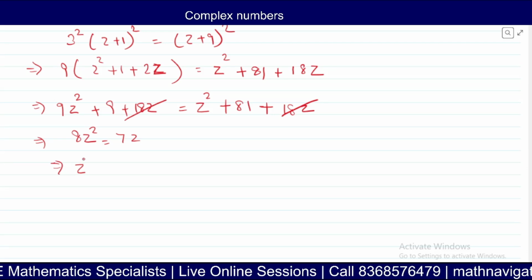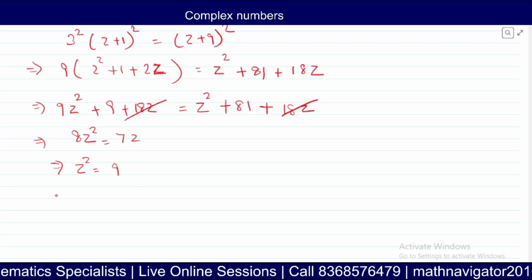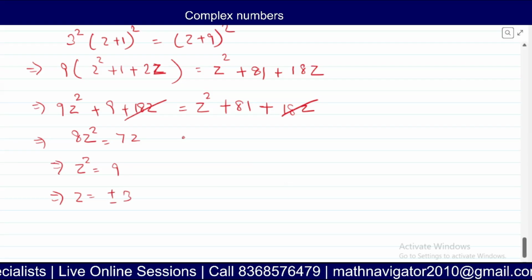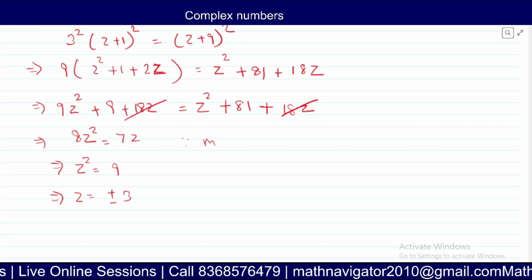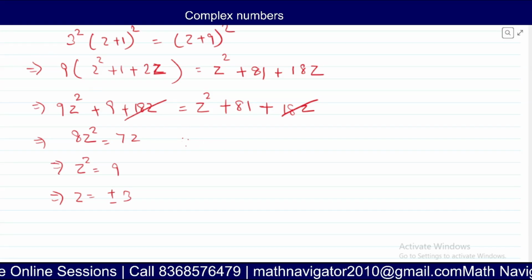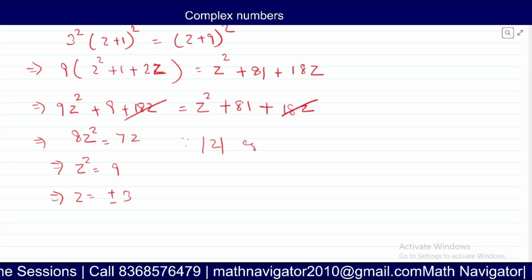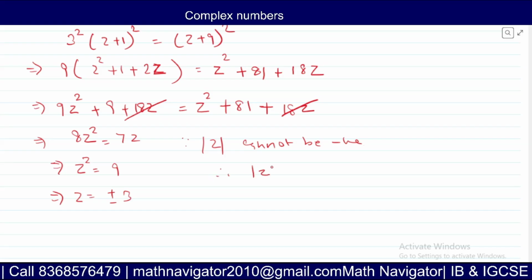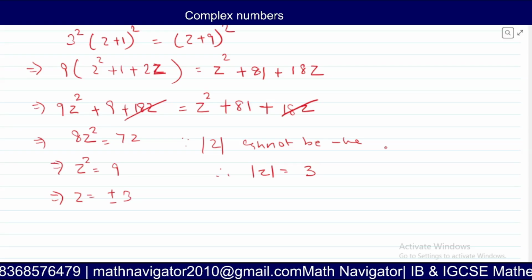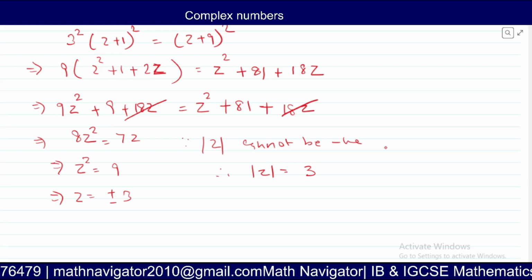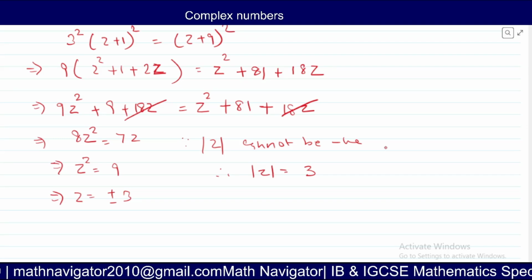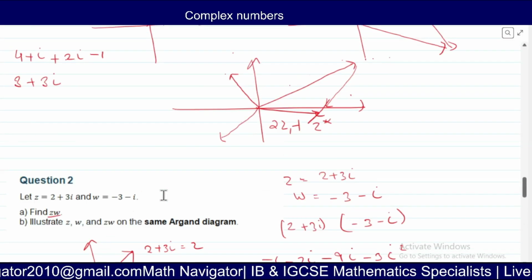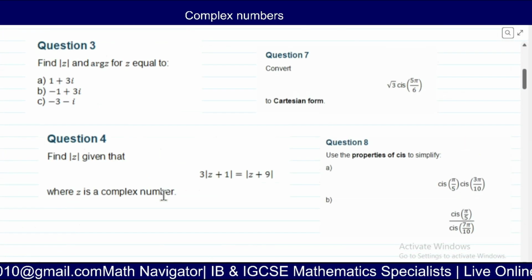So z squared is equal to 72 over 8, which is 9. It implies z is equal to plus minus 3. But since magnitude of z cannot be negative, therefore magnitude of z is equal to 3. In IB, you need to understand one thing. When you get two solutions and one is rejected, you have to write that you are rejecting this solution because of this. Perfect. So we are done with this question as well.